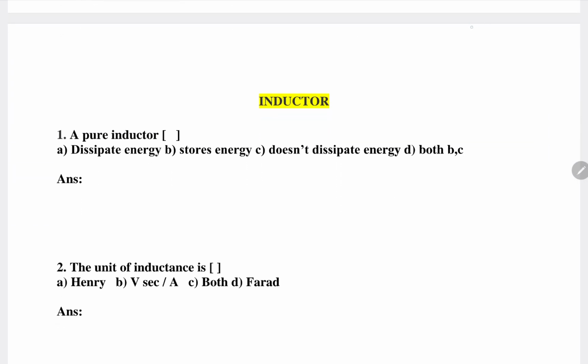Now let us start with the inductor concept. A pure inductor dissipates energy, stores energy, doesn't dissipate energy, both B and C. We all know an inductor stores energy in the magnetic field. The energy stored in the inductor, what is the formula? Half Li square. And an inductor will not dissipate the energy. The correct answer is what? D. Both B and C.